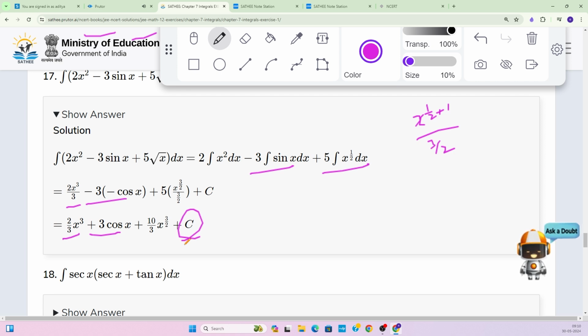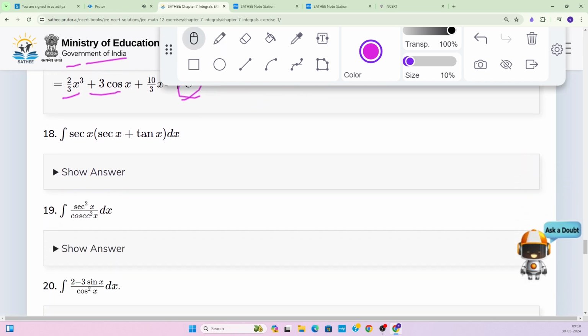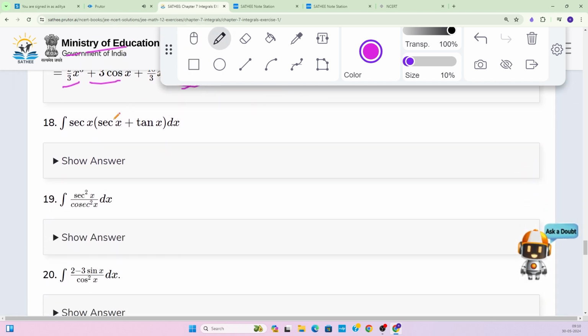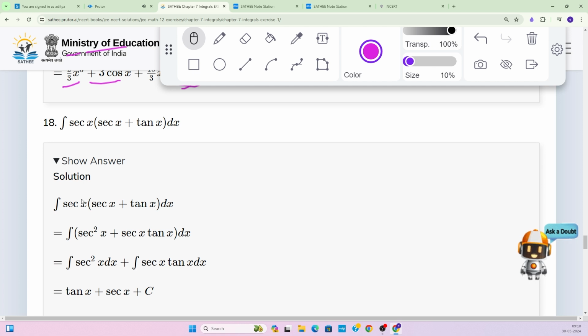So we are again using those forms. Try to memorize them. Now problem number 18, multiply it. So sec square plus sec x tan x, after simplifying, sec square is the integration of tan x and sec x tan x is the integration of just sec x. So you will have tan x plus sec x plus some constant.